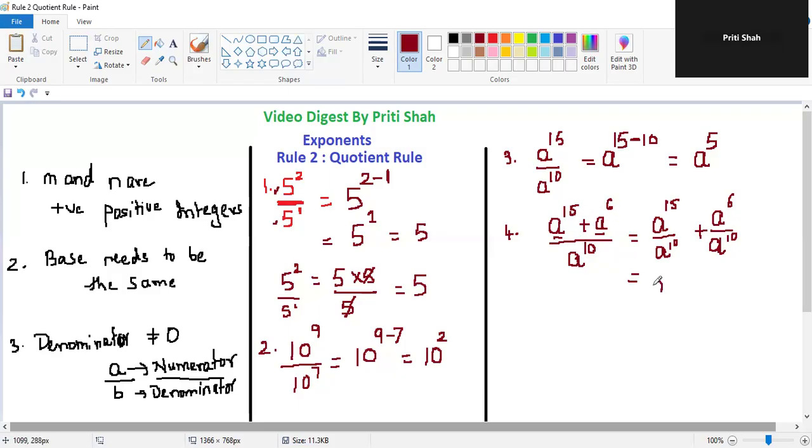So now you can do this: A raised to 15 minus 10 plus A raised to 6 minus 10. A raised to 15 minus 10 is A raised to 5, plus A raised to 6 minus 10 is A raised to negative 4. So this is your answer. Now you cannot do anything further, as I told you in the previous video, because we cannot use the product rule since we don't have a product over here. It is an addition sign and not a multiplication sign. Hence, this will be your answer.